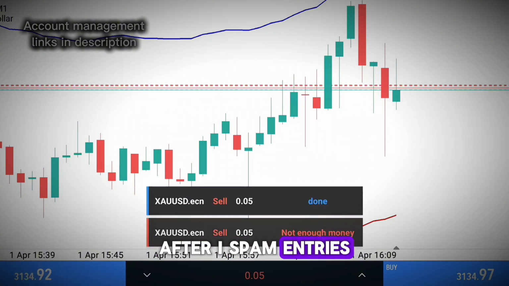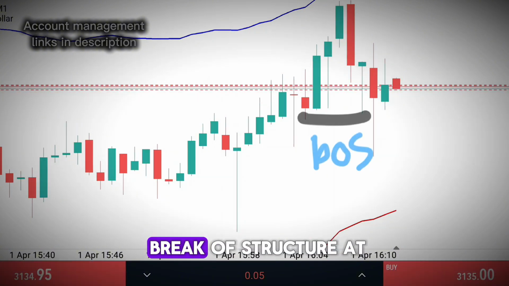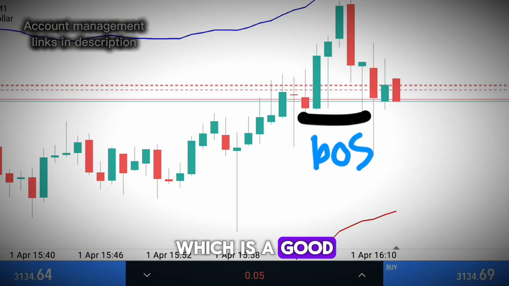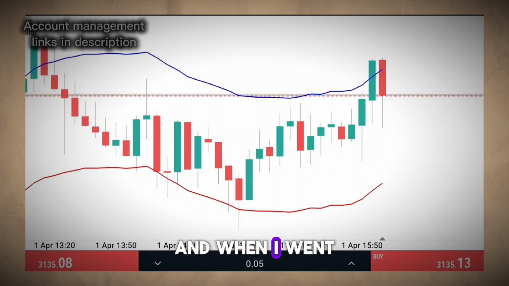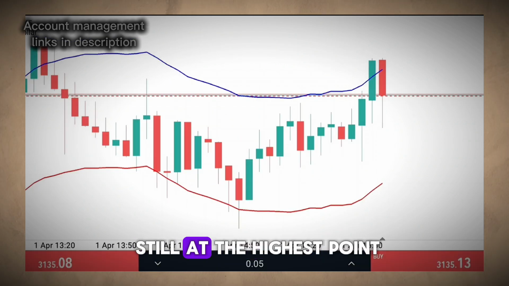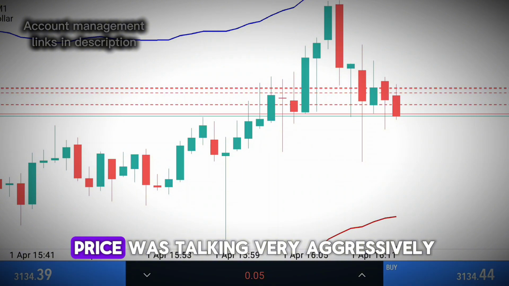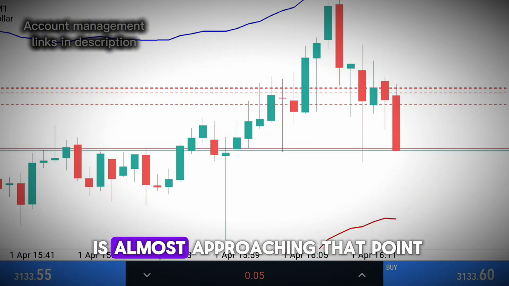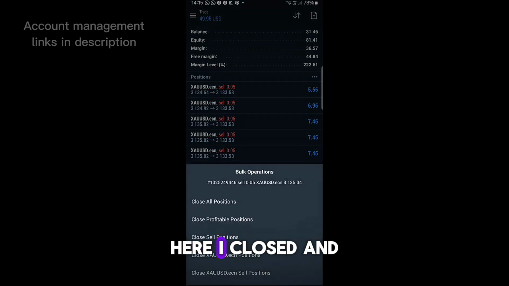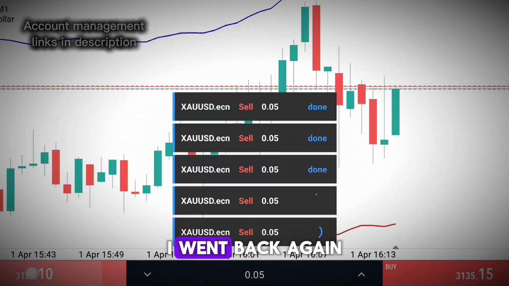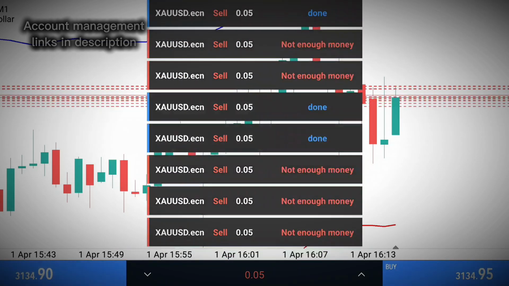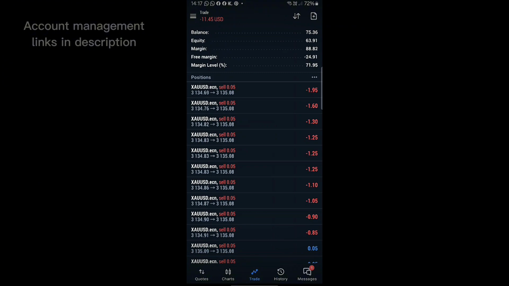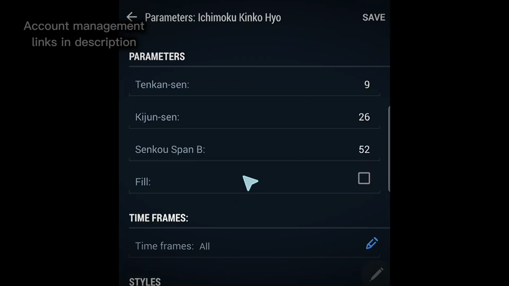After I spam entries here again, because we have a break of structure at this point here, which is a good reversal pattern. And when I went to 5 minutes, I saw that I was still at the highest point, and that was the reason why price was dropping very aggressively at this point there. And then when price is almost approaching that point there, I closed, and that was not all. I went back again. I entered, spammed another entry when price reversed at that point, and then price still dropped again. And when it dropped again, I closed and went to the fourth indicator.